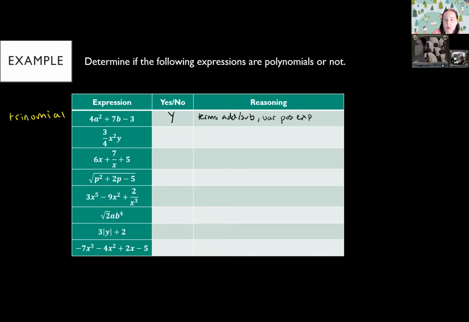So the next one we have is 3/4 x squared y. So this is also a polynomial. This is something that isn't part of the definition specifically, but polynomials can be made up of more than one variable. As long as it still follows the rule of a polynomial and we've got an x squared and a y connected together, it's still a polynomial.